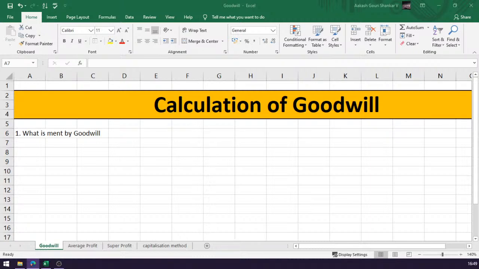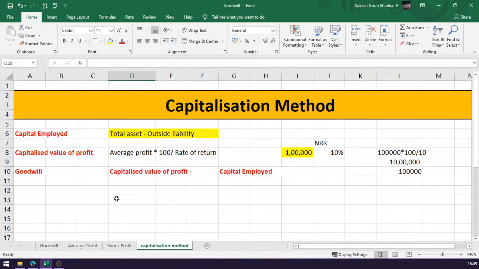One of our friends has asked why we need to subtract the capitalized value of profit from capital employed to find the goodwill. Well, that is a good question. Here, the capital employed is the actual amount of capital contributed by the partners, and in the capitalized value of profit we are trying to capitalize the actual or average profit in order to find what the capital invested would have been to earn this profit.